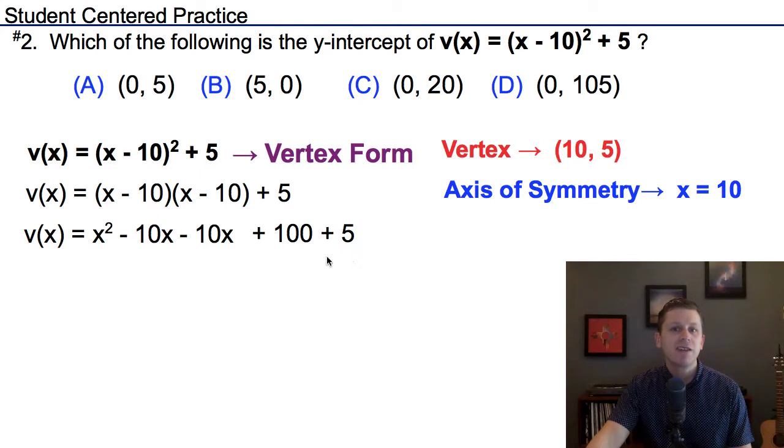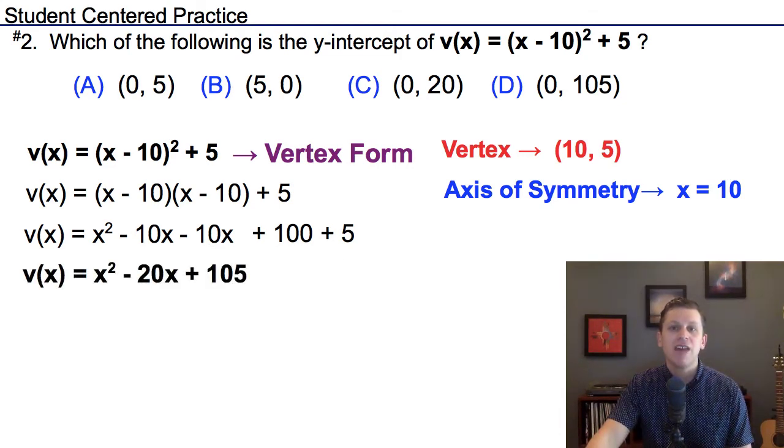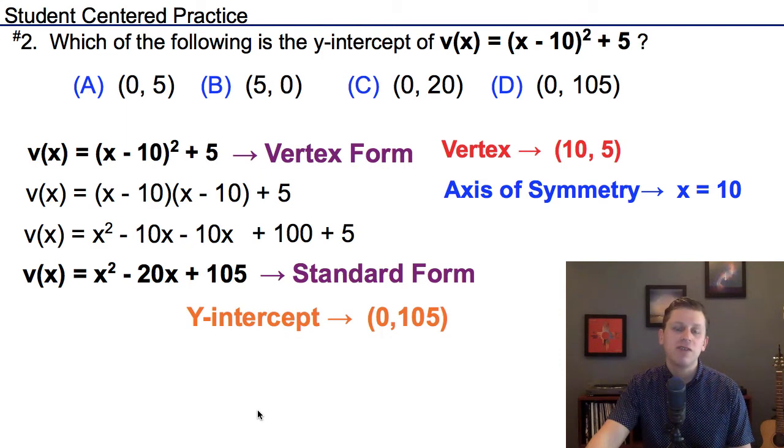Now we just combine like terms. -10x plus -10x will become -20x, and 100 plus 5 will become 105. I've now successfully written v of x in standard form, and when something is written in standard form, the c value is always the y-intercept. Here the y-intercept will be the coordinate 0, 105.